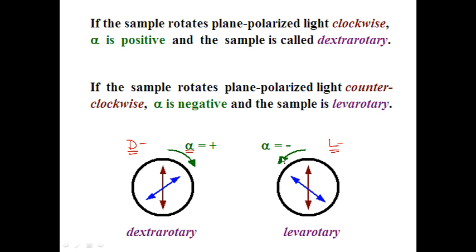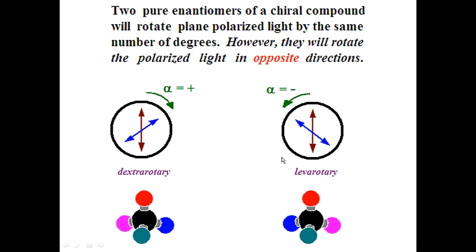Enantiomers can either be D or L. If you have molecules in the same concentrations, they have the same number of degrees of rotation, just in opposite directions. So they rotate plane polarized light in opposite directions. That is the only physical property difference between enantiomers.